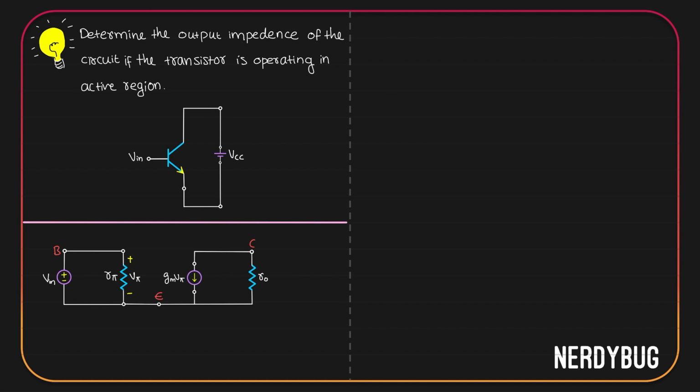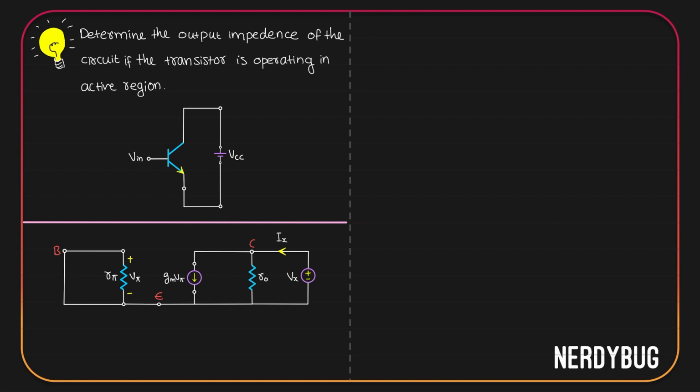But the first rule to find the Thevenin resistance is to turn off all the independent sources. Here input voltage is an independent source. We have to turn it off, which means we have to short it like this. What we have to find out is the output impedance, that is the impedance seen at the collector. So we have to connect Vx over here and find its relation with Ix.